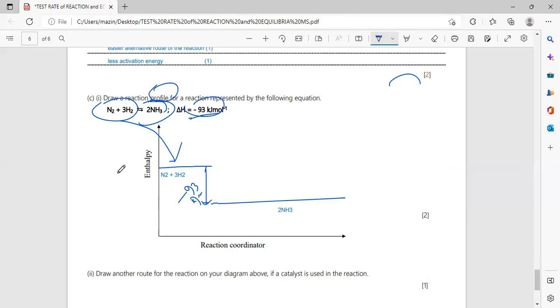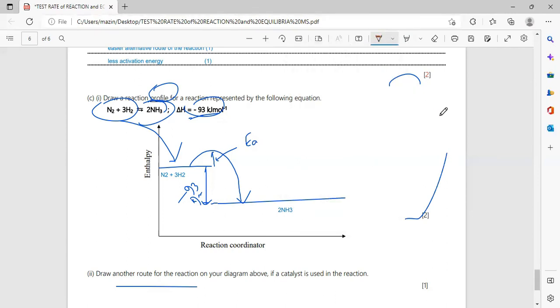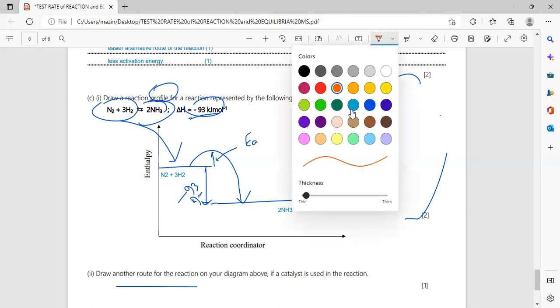This I have drawn is not a reaction profile. This so far is called a simple enthalpy level diagram. If I add there a reaction route and I show here this height to be activation energy, okay, activation energy, then this is what we call a profile. So let's score 2 marks. Draw another route. The question says draw another route for a reaction if catalyst is used.